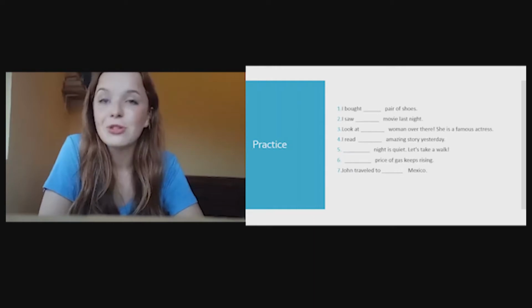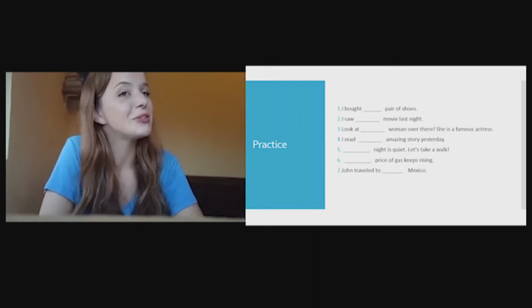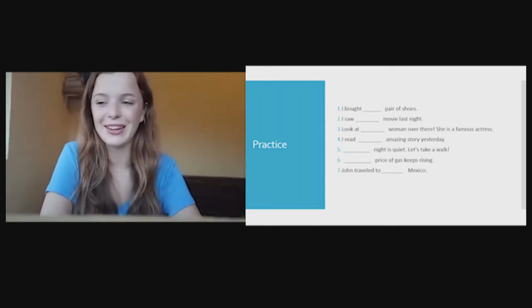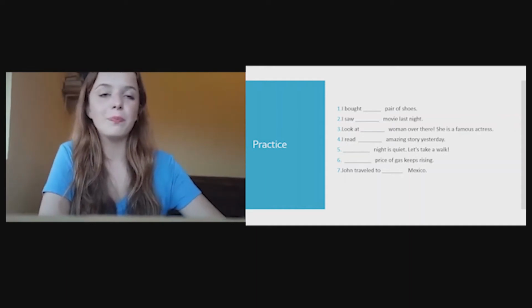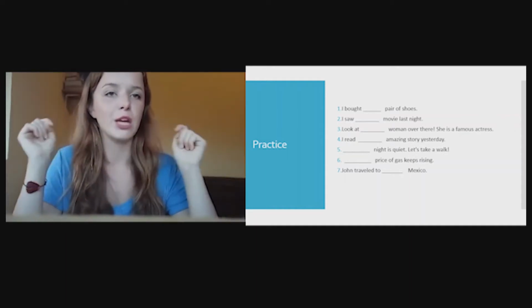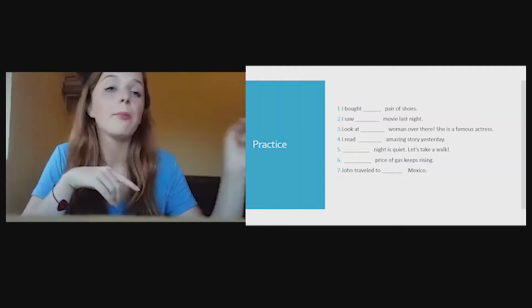And we came to this practice where we are going to check what we have learned about articles. So: I bought blank pair of shoes. You have a blank in between.